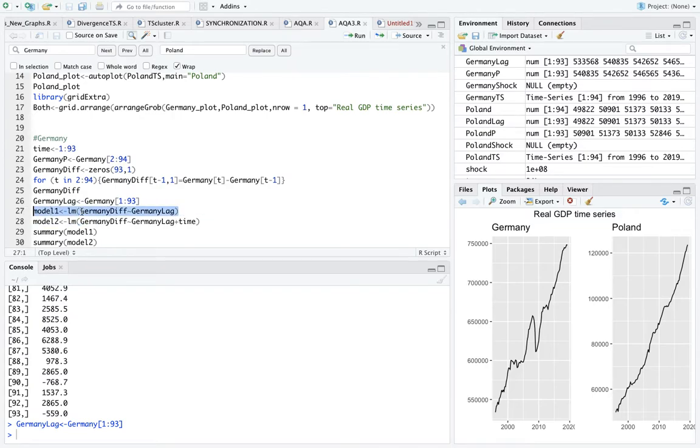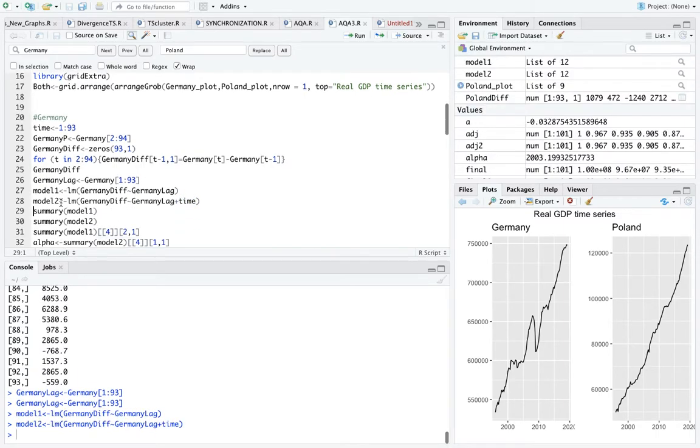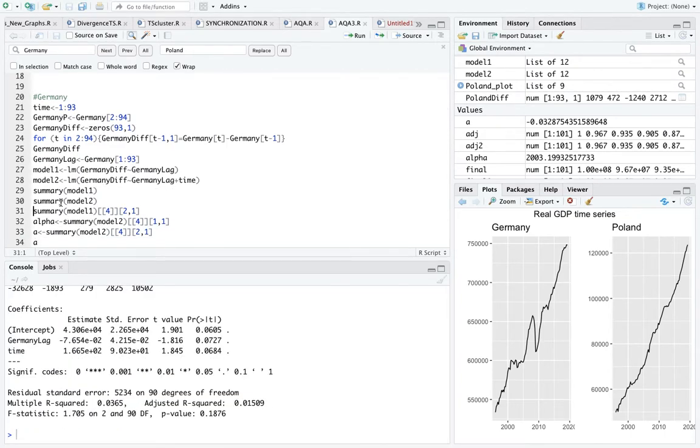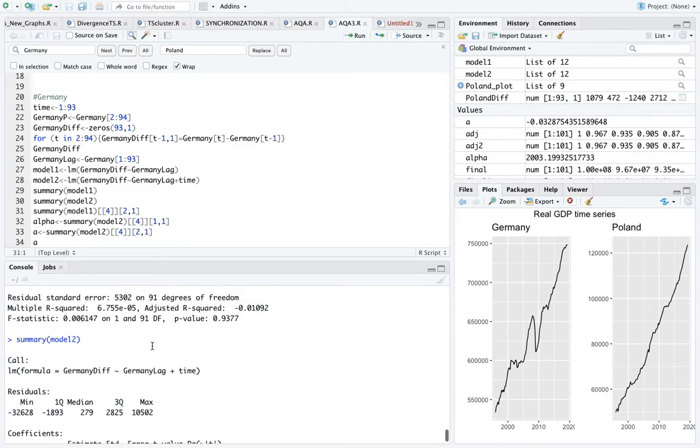So this is the first equation that I'm going to assess. It's going to be first difference of Germany GDP regressed on lagged GDP and a constant, so a drift. And remember, in the second equation, we are adding also a time trend. So, okay, let me calculate this. Oh, well, not me, but you know what I'm talking about. And let's look at the results.